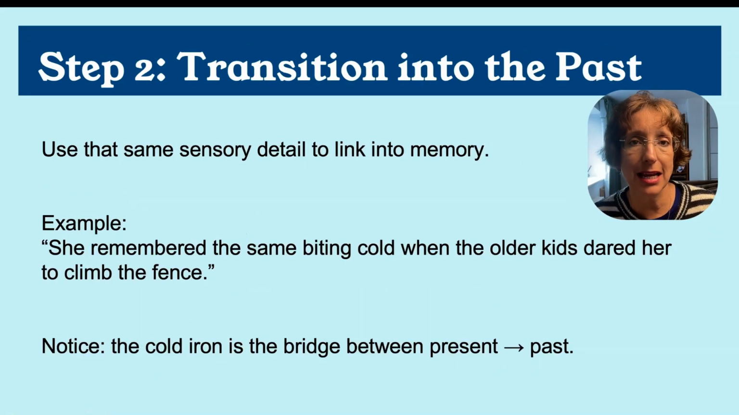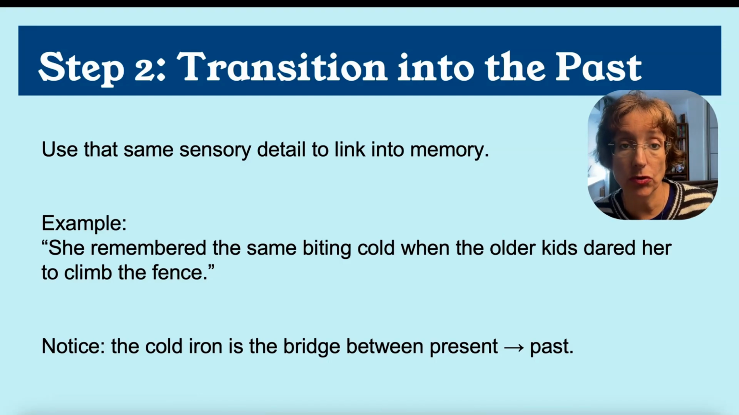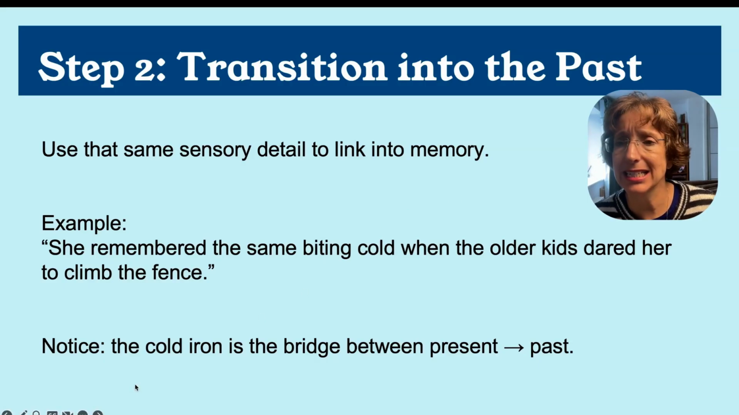So step 2 is the transition into the past. Use that same sensory detail to link to the memory. For example, she remembered the same biting cold when the older kids dared her to climb the fence. So you notice here that the cold iron, both for the gate and the fence, that's the bridge between the past and the present. And obviously this is a sophisticated technique because it's not just a chronological narrative.